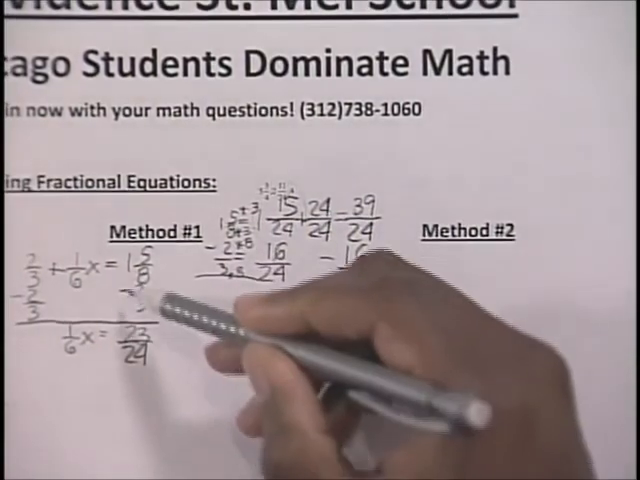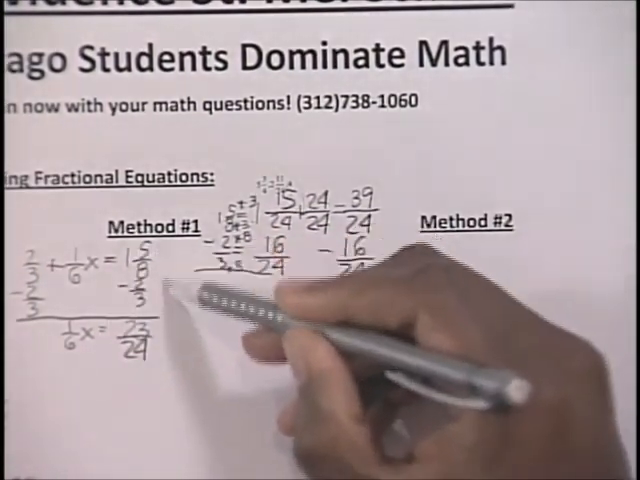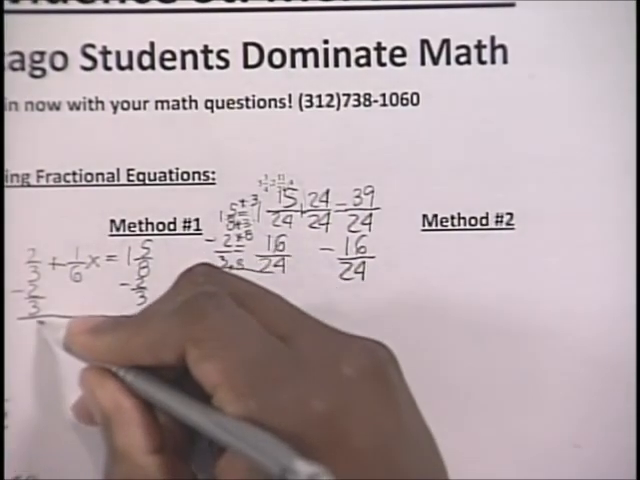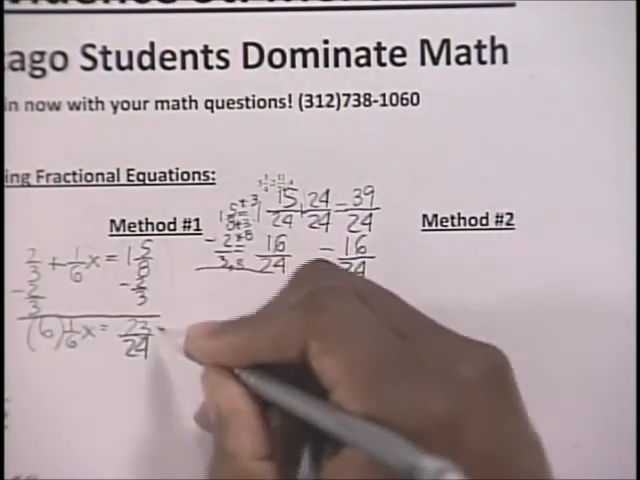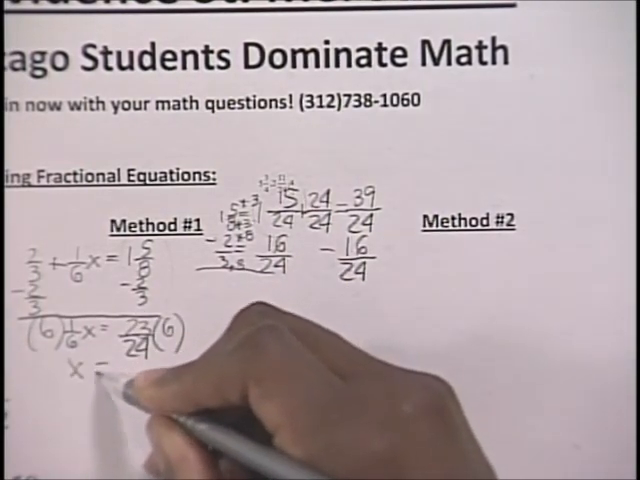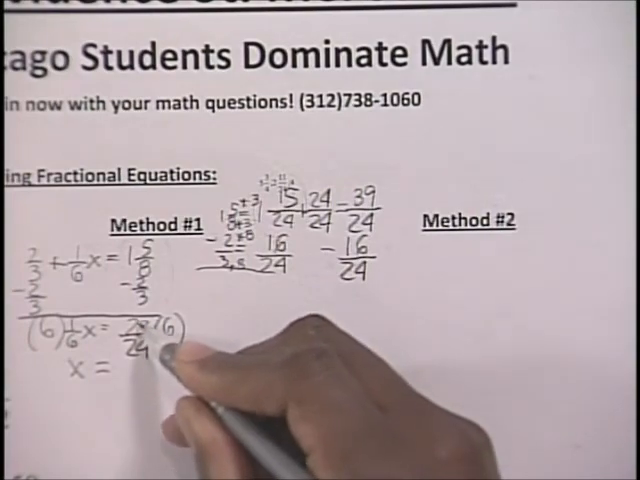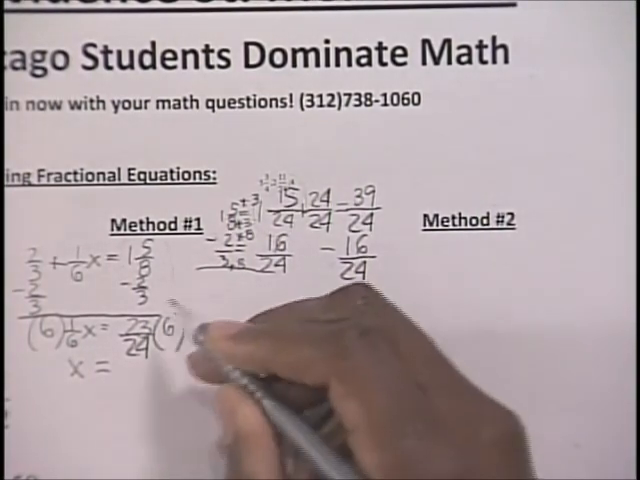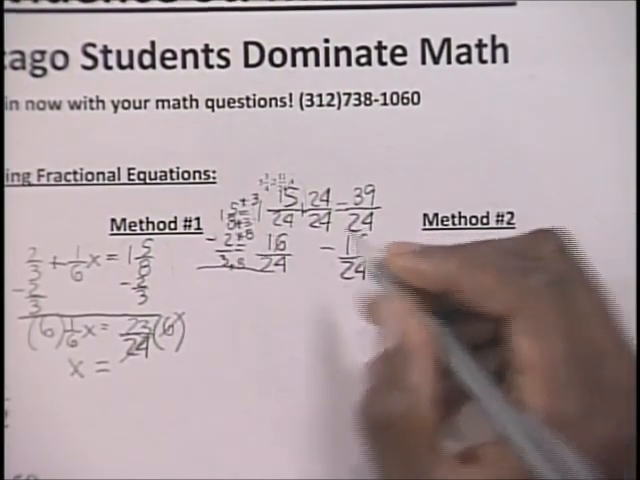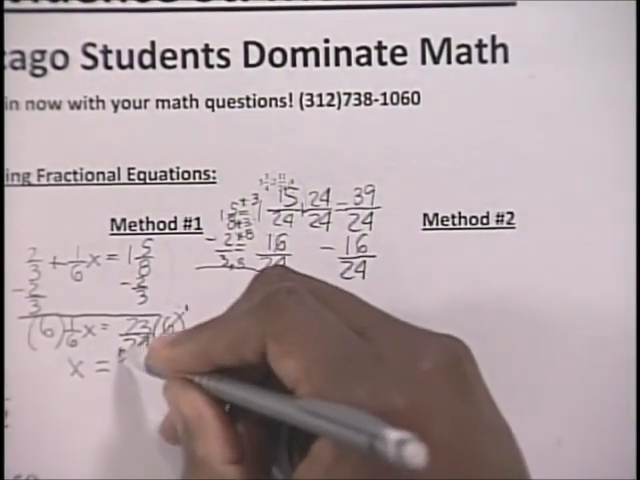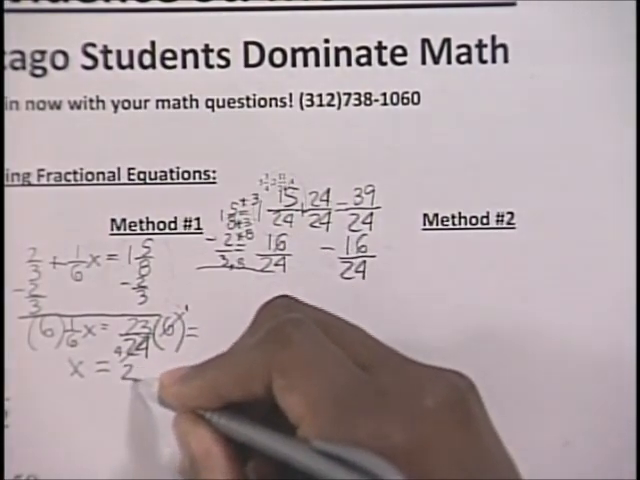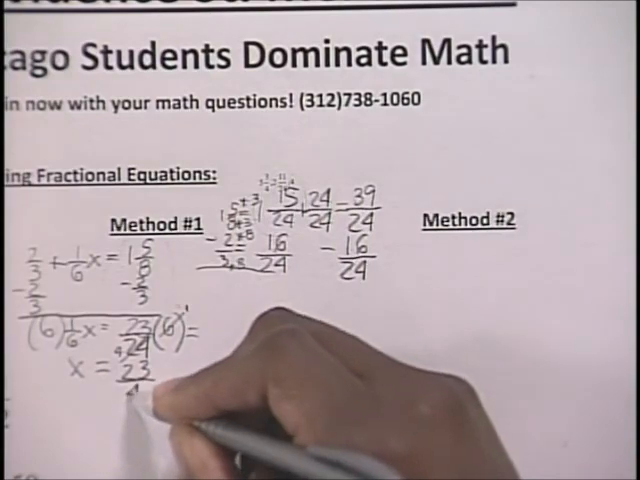That's a long way to go from subtracting these two fractions to getting this. Now what we're going to do is multiply both sides by 6. You end up with x is equal to 23 over 24 times 6. You can do some cross-canceling here, and you end up with the final answer of 23 over 4.